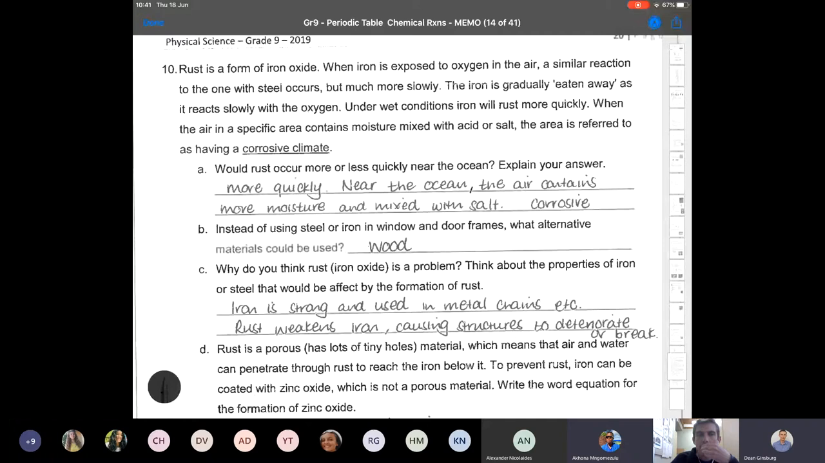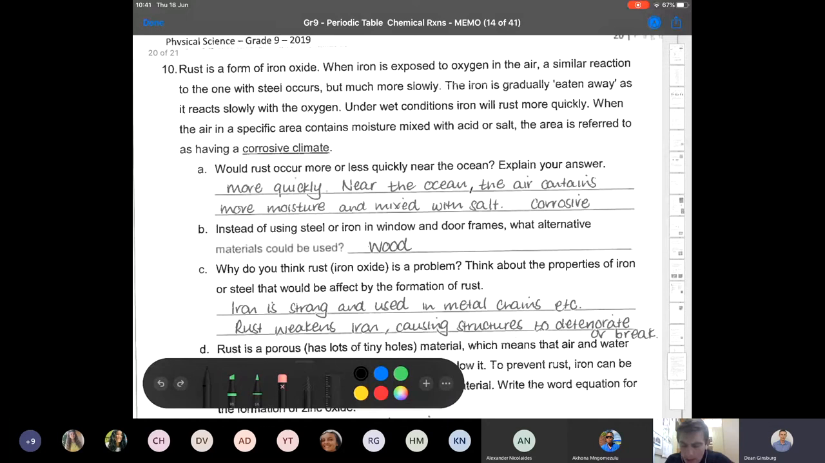And if the piece of metal that rusted was iron, the oxide was iron oxide. Yeah, there we go. Okay. So iron oxide is the fancy word for rust. So when iron's exposed to oxygen and air, you get a similar reaction to the one with steel, but just more slowly. So the iron is gradually eaten away as it reacts with oxygen in the air. Under wet conditions, iron will rust more quickly.